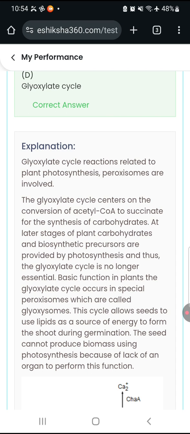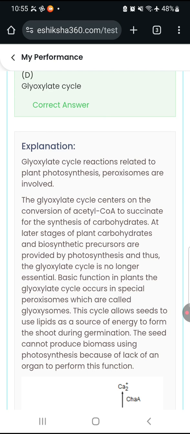carbohydrates. At later stages of the plant, carbohydrates and biosynthetic precursors are provided by photosynthesis, and thus the glyoxylate cycle is no longer essential. Basic function in plant: the glyoxylate cycle occurs in special peroxisomes which are called glyoxysomes.